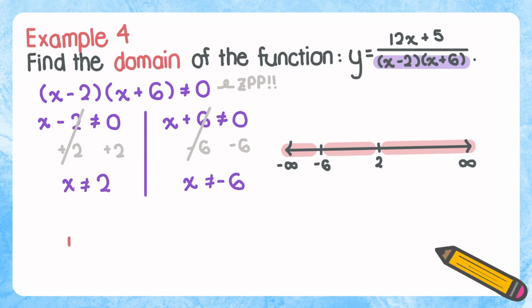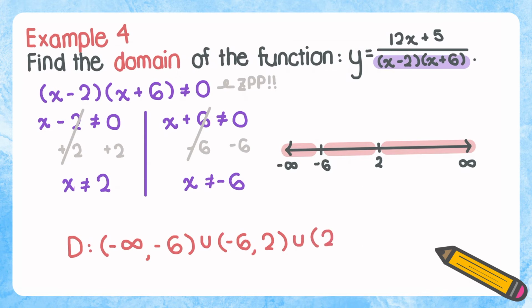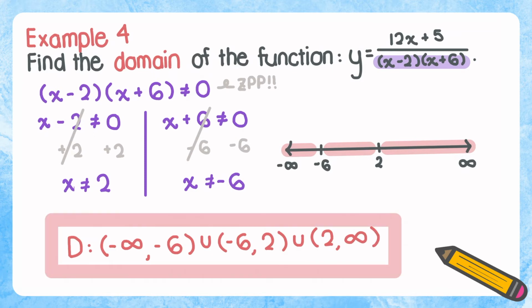So how would I write out my domain? I start at negative infinity, go almost to negative 6, and then resume right after negative 6 up to right before 2, and then after I hop over 2, I can go all the way to infinity. So notice in this case for our domain, it's all possible x values except negative 6 and 2.